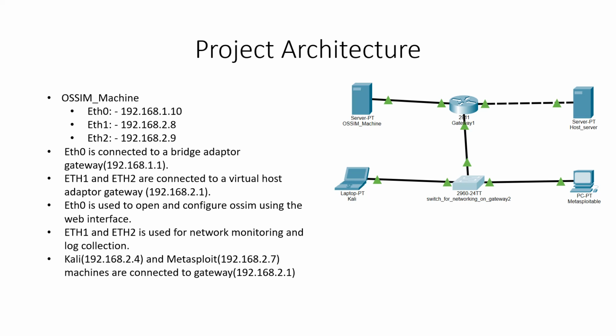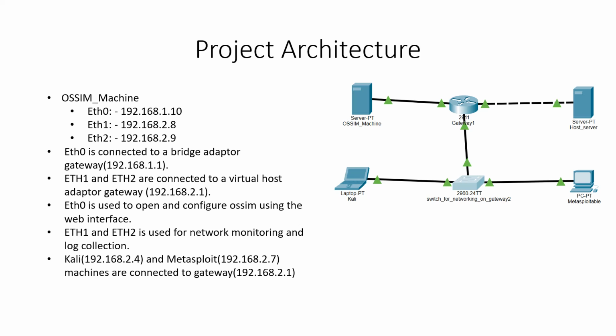So this is my project architecture where the OSSIM machine is configured with three interfaces. The first interface is assigned an IP of 1.10. The second interface is assigned an IP of 2.8 and the third interface is assigned an IP of 2.9. The first interface is connected as a bridge interface so that the web interface of the OSSIM machine can be opened from the base machine, which is connected to a gateway 1.1, and the OSSIM first interface is also connected to a gateway 1.1.